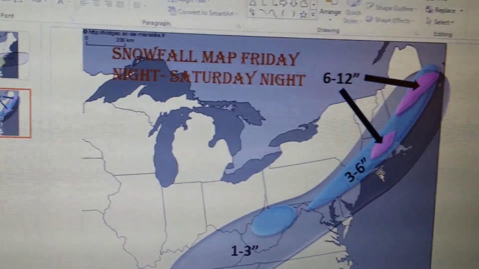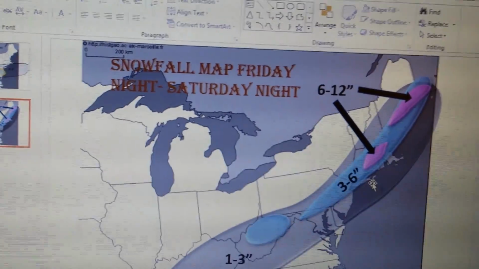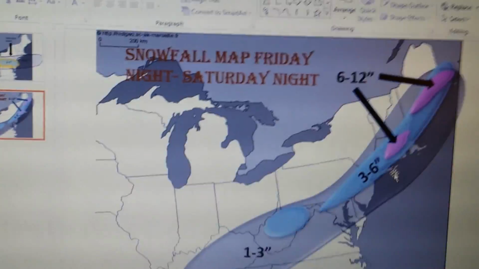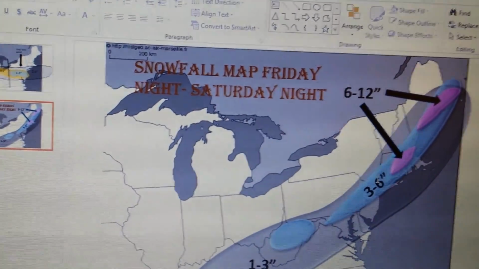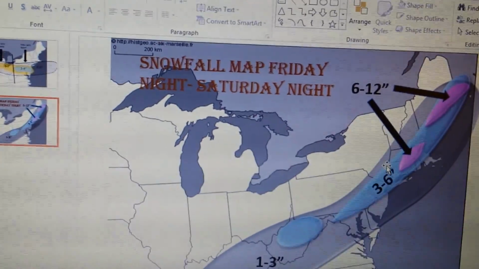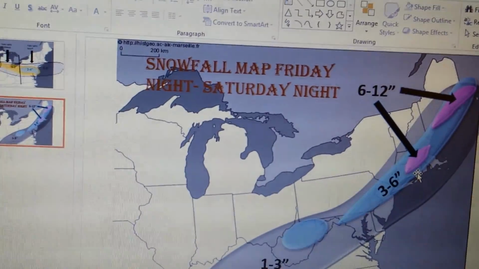For the Twin Forks and central and eastern Suffolk County, I think it's going to be 1 to 3 even if we do bomb out, because I think you're going to be rain for a good portion of the day on Saturday. In the lower Hudson Valley, you're mainly going to be snow, so I'm going to go 3 to 6 for you guys, 3 to 6 inches. Connecticut, coastal Connecticut, we're going to go 3 to 4, maybe 5.